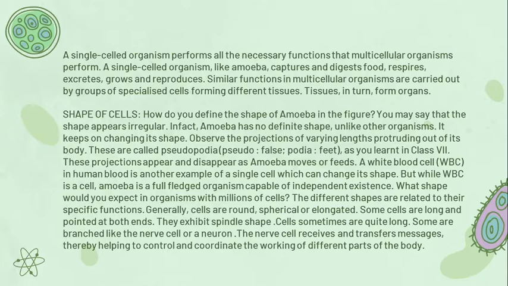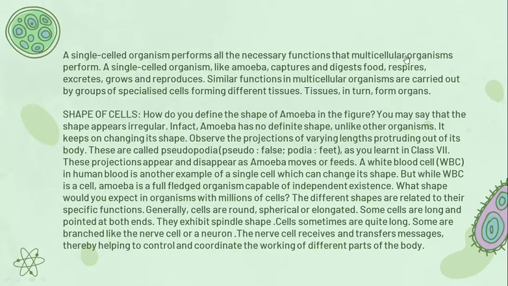White blood cells and red blood cells are the two types of blood cells. White blood cells are fewer in number but bigger in size. Red blood cells are more in number but a little bit smaller than white blood cells. Next, human blood has another example of a single cell which can change its shape. The white blood cell changes its shape because it is like an amoeba, which has no definite shape.